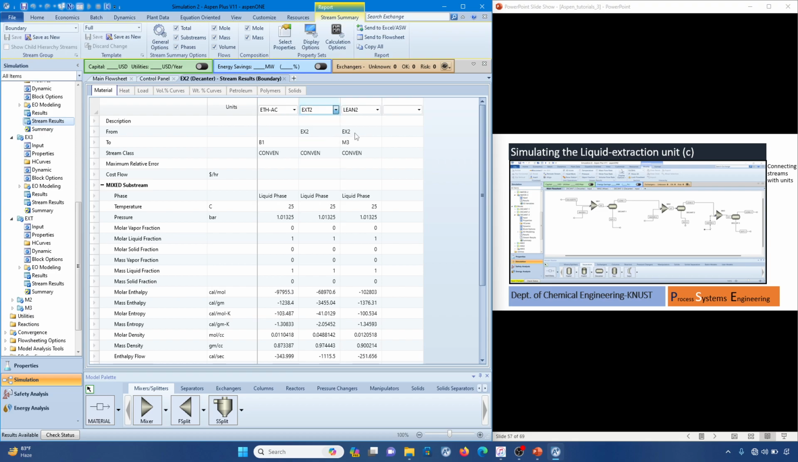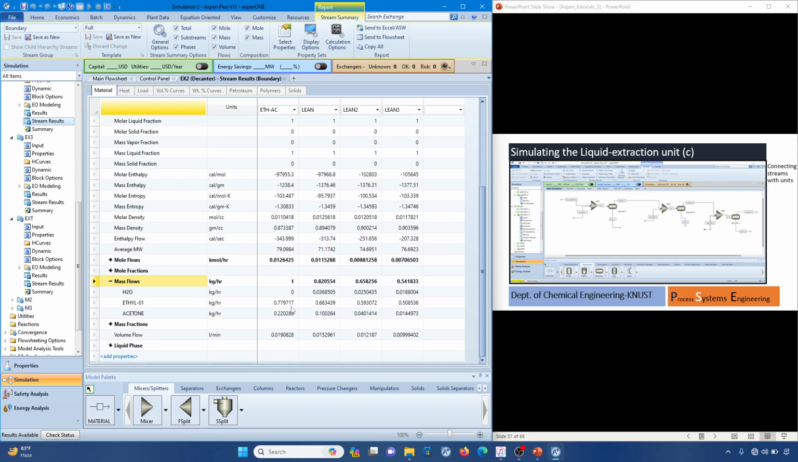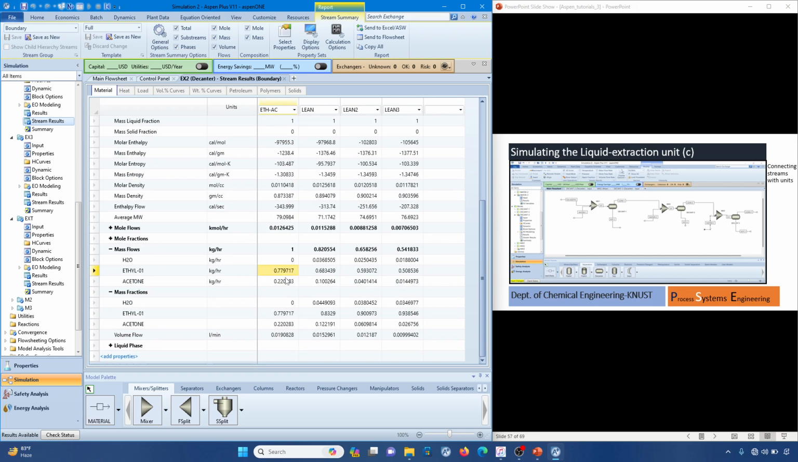Ethyl acetate feed, lean 1, lean 2, and then lean 3. So we're going to see that the flow rate and concentration of the acetone drops. It keeps dropping, and we have about 2%. It takes about 3 stages to achieve the desired specification.